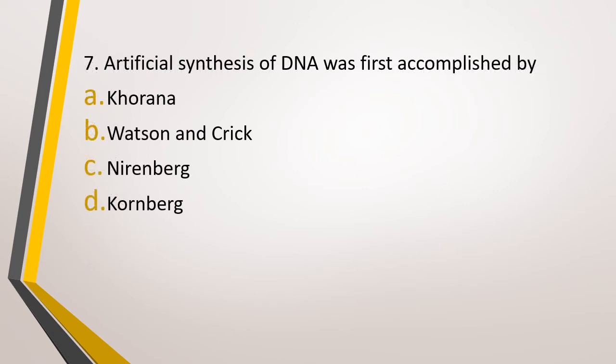Question number 7. The artificial synthesis of DNA was first accomplished by option A, Khorana. Option B, Watson and Crick. Option C, Nirenberg. Option D, Kornberg. Artificial synthesis of DNA was first accomplished by. The correct answer is option D, that is Kornberg.